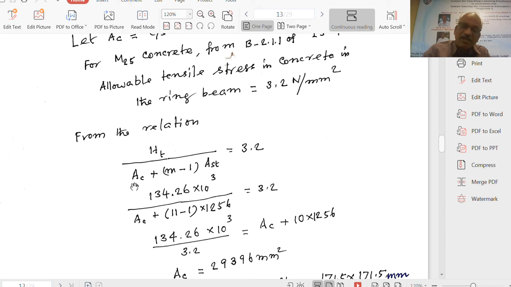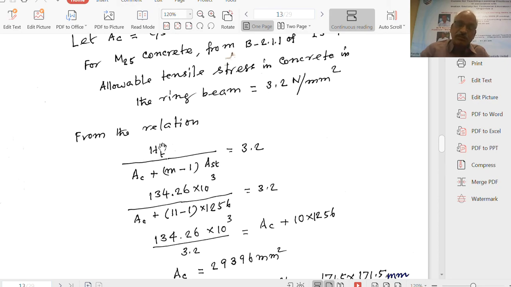Therefore, from the relation, the tension divided by the area of concrete plus (m minus 1) AST, that is the equivalent area of concrete, because it consists of steel and concrete. So area of concrete plus (modular ratio minus 1) times the area of steel, equal to 3.2. This is the force, this is the area, this is the stress. Force divided by area will give the stress.